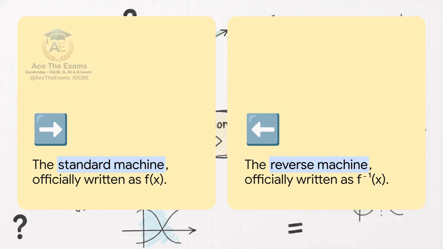That negative 1 is not an exponent. You absolutely are not multiplying anything by negative 1, and you aren't flipping it into a fraction like you do in index laws. In the specific language of functions, f inverse of x simply means we are completely undoing the machine's effects. It's the exact mathematical reverse. Do not let the examiner trick you with that notation.